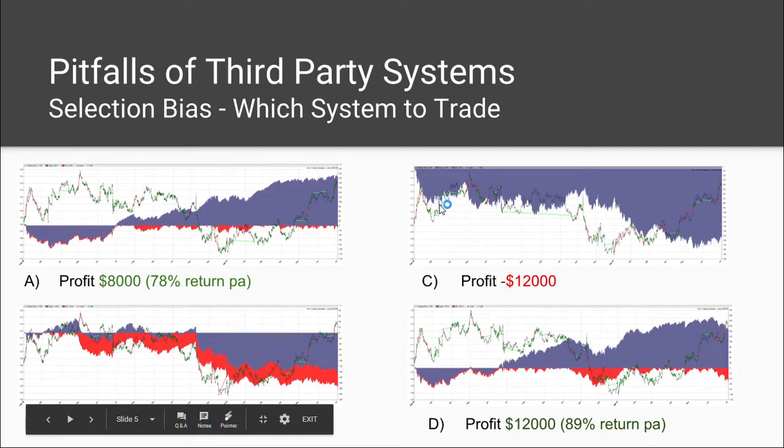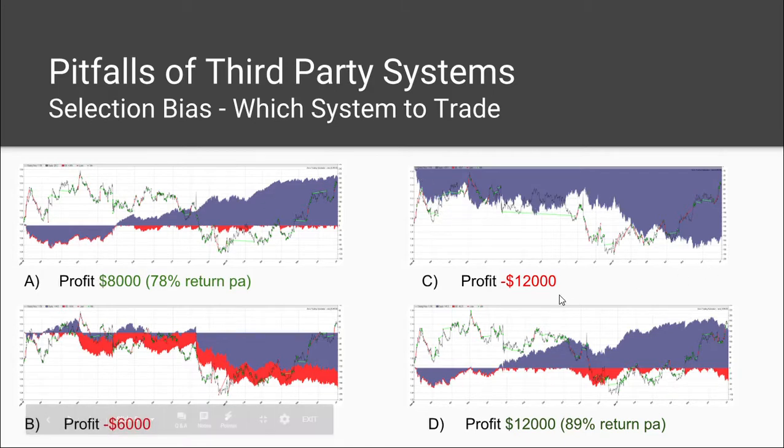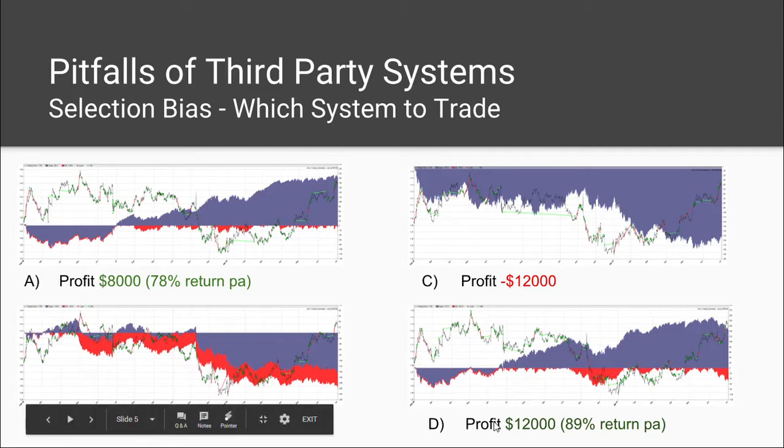System C, again, a losing one. It just tanks at the start and just keeps going down, so you lose $12,000 with that system. And System D here is a profit of $12,000. Again, it drops a little bit at the start and shoots up at the end. 89% return per annum. So those numbers sound pretty good. And 89%, 78%. These ones not so good.